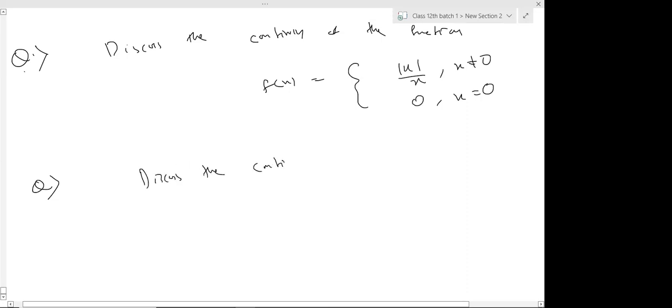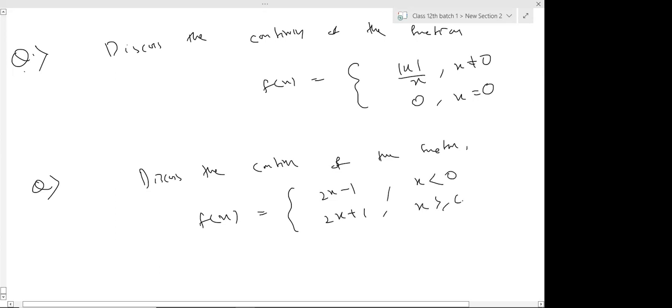Discuss the continuity of the function f of x equals 2x minus 1 when x is less than 0, and 2x plus 1 when x is greater than or equal to 0. Both of these questions are homework. I'll ask about them in the next class.